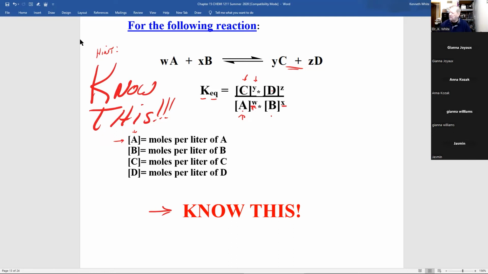And either today or tomorrow, not tomorrow because there's no class, Wednesday, I'll have time to talk about the significance of K equilibrium. And either this week or next week, probably next week, maybe Wednesday, I'll talk about how you use these concepts in the chemical industry. Don't forget, I worked many decades in the chemical industry.